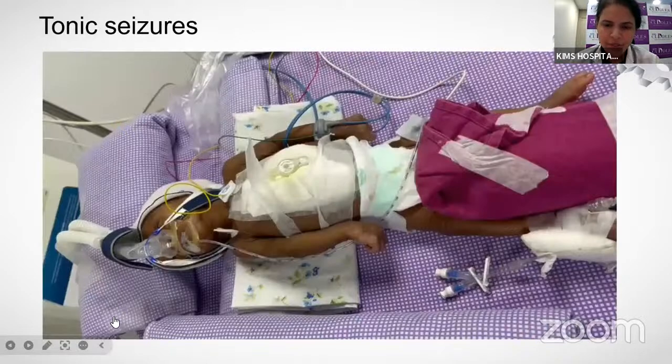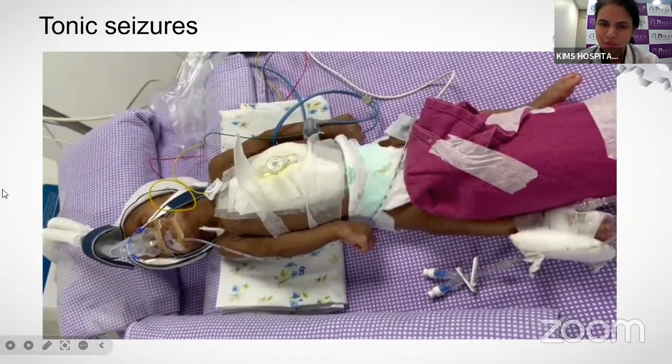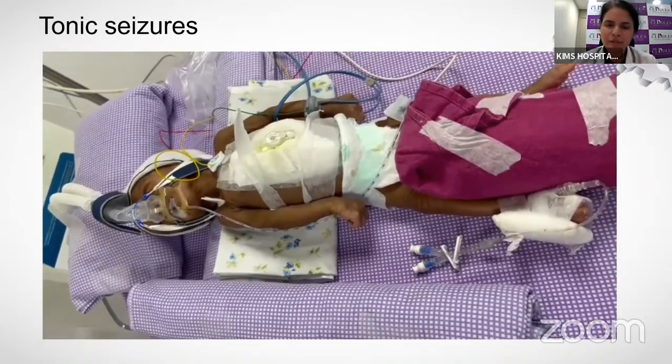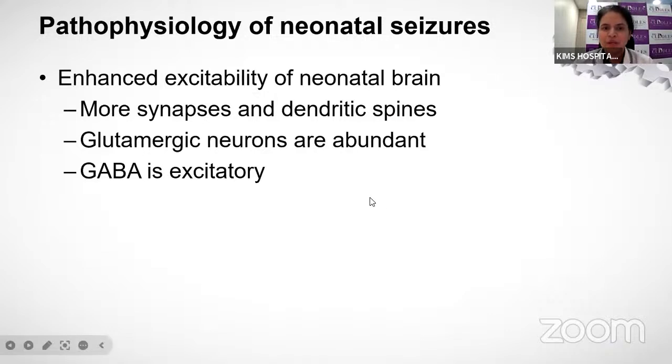And this is a video showing a baby having a generalized tonic seizure, and we can appreciate that the baby is having a tonic extensor posturing of both the upper limbs and the upper half of the trunk, and this is accompanied by tachycardia, some frothing from the mouth.